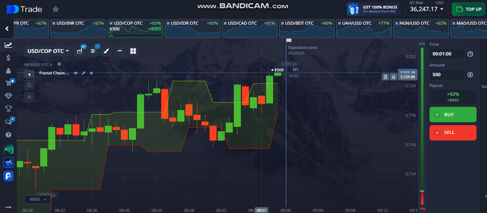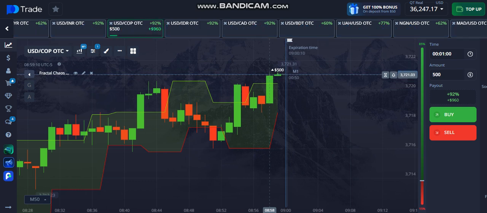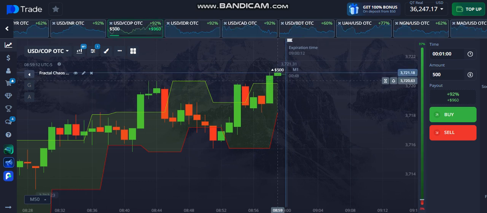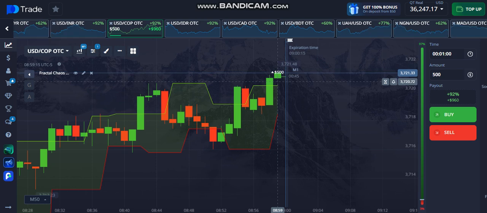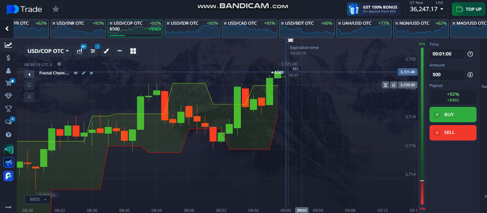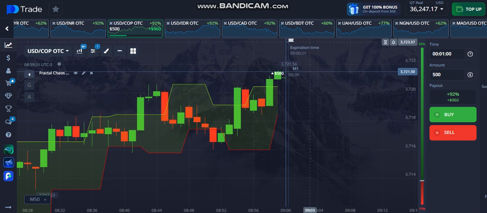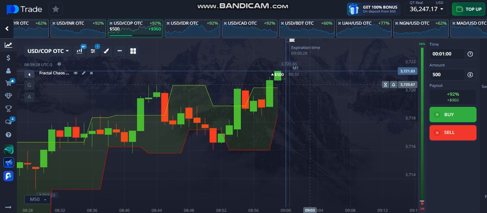And like I mentioned, I waited for the green candle to close outside the band line, the upper band line of the Fractal Chaos Band. And I took a buy trade or a call trade indicating there was going to be a breakout in the upward direction here. So let's monitor this trade and wait for the expiry.